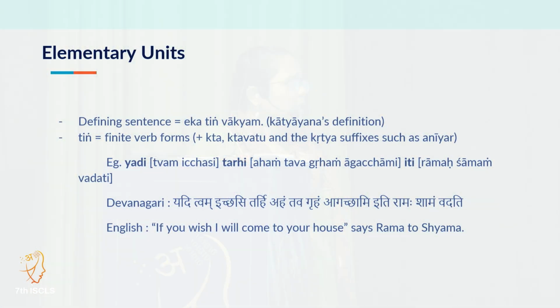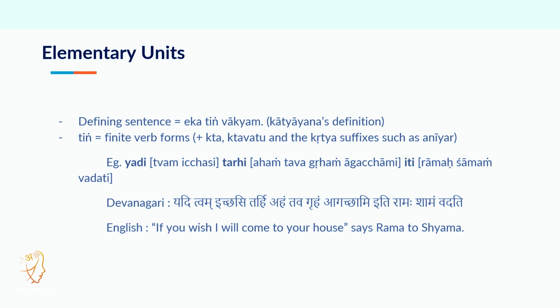A sentence is a unit where there is only one finite verb form. In Sanskrit Syntax by Speijer, he had listed a few infinite forms which function as finite verb forms, such as ktavatu, pratyaya, or kritya suffixes such as aniyar, etc. So that we have included in our list of finite verb forms. That much only we have included. We can see one example.